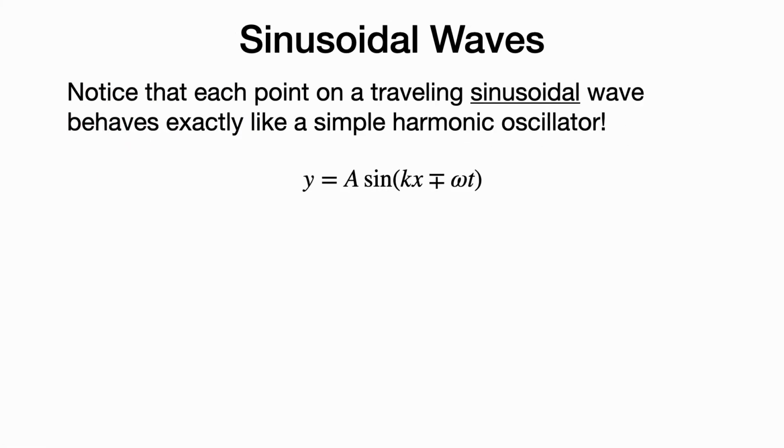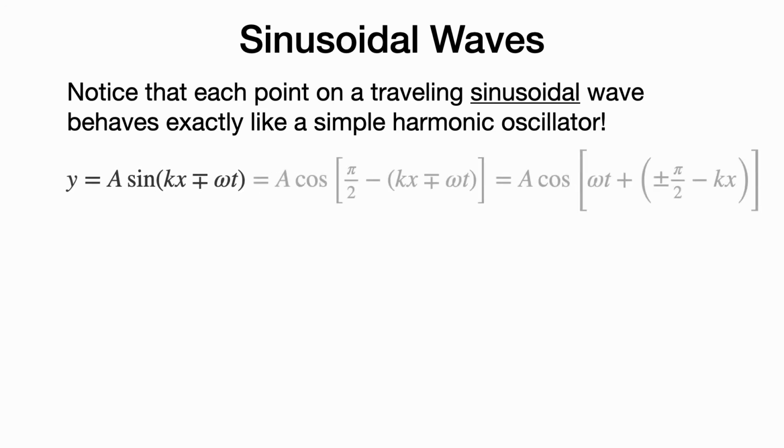Notice that each point on a traveling sinusoidal wave behaves exactly like a simple harmonic oscillator. If we replace the sine with cosine using a trigonometric identity and regroup it, we see that we can write the wave so that it looks just like a simple harmonic oscillator, where we have cosine of omega t plus a phase constant, but this phase constant now depends on the position and wave number of the particular wave. Let's remember that y represents the displacement away from equilibrium of some particular point in the medium as the wave travels through it.